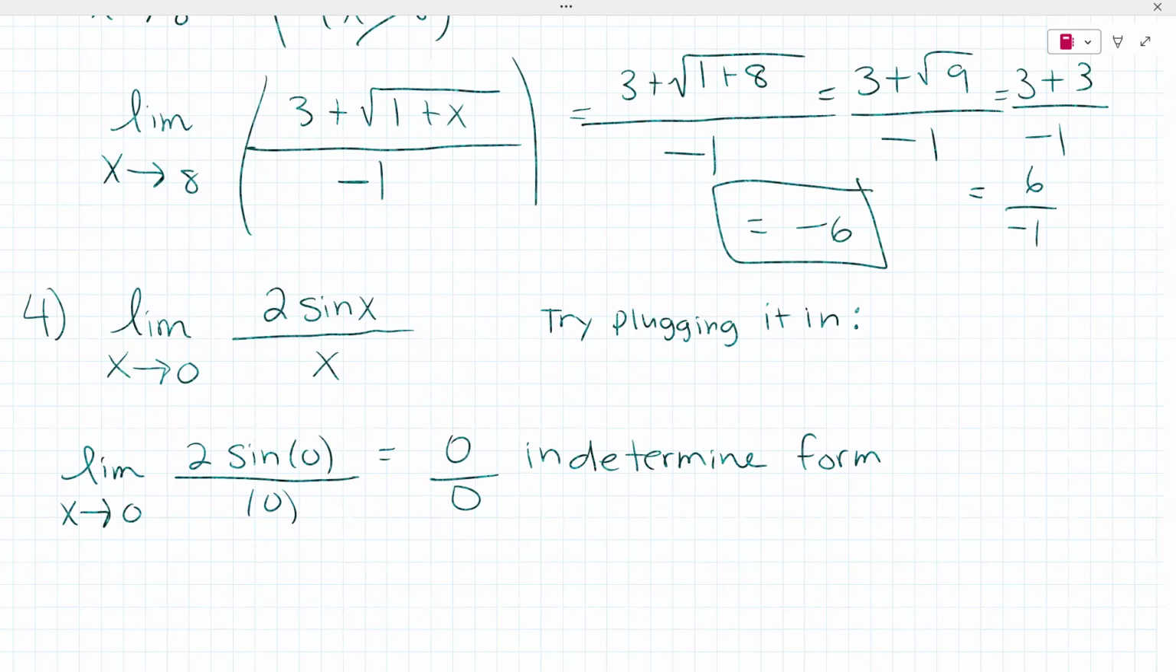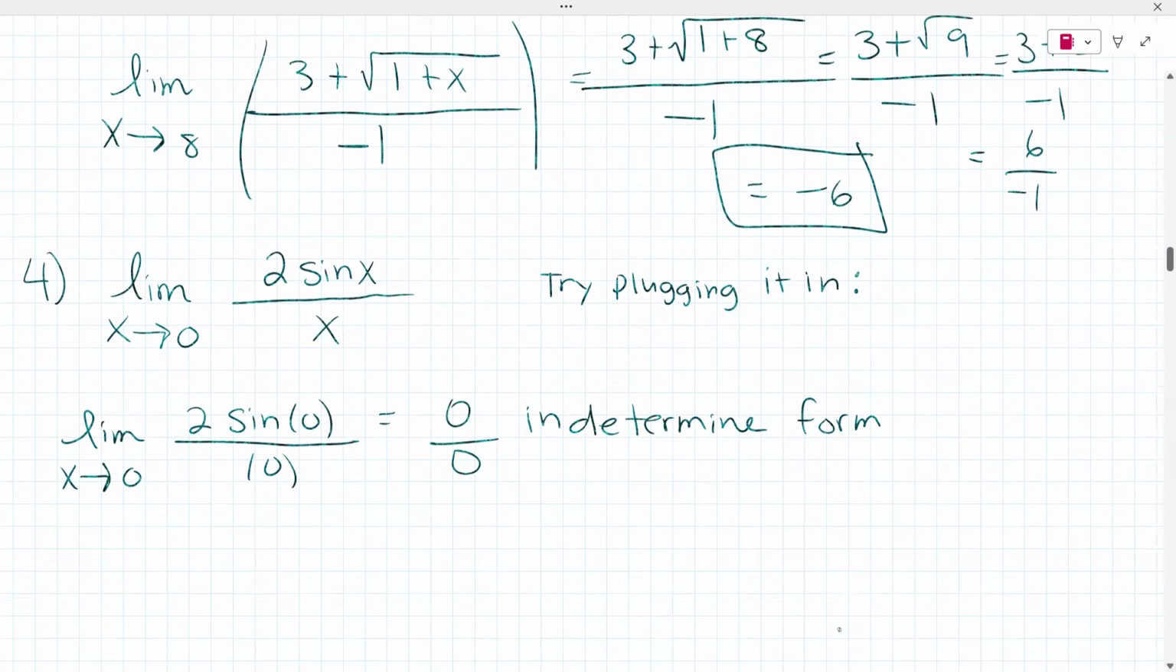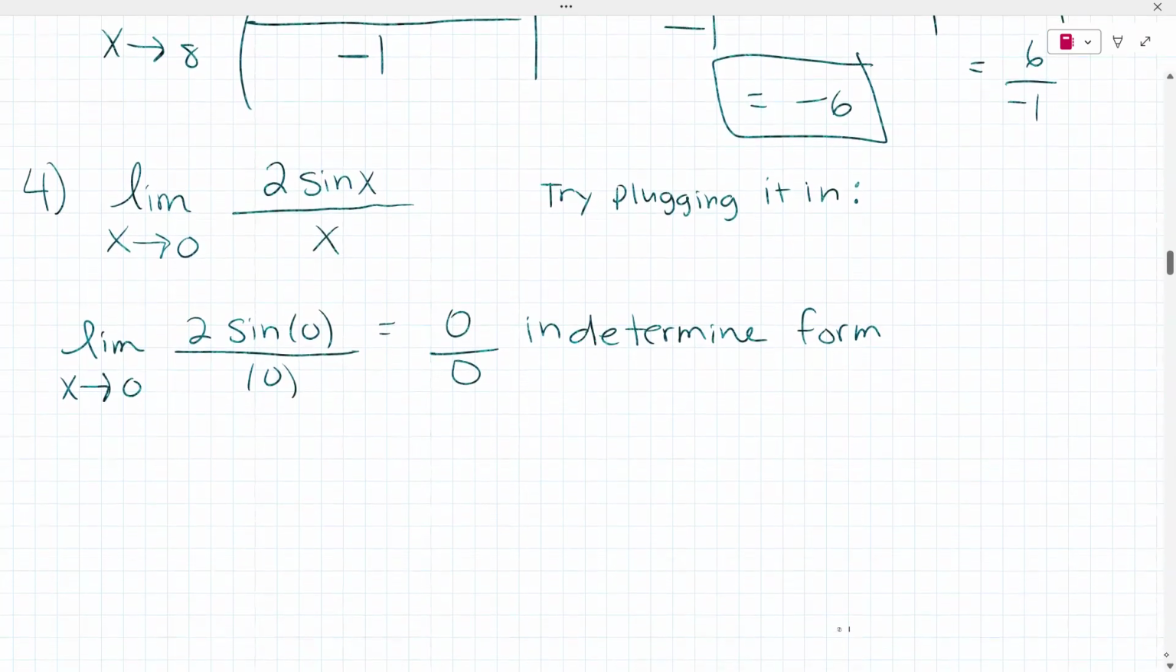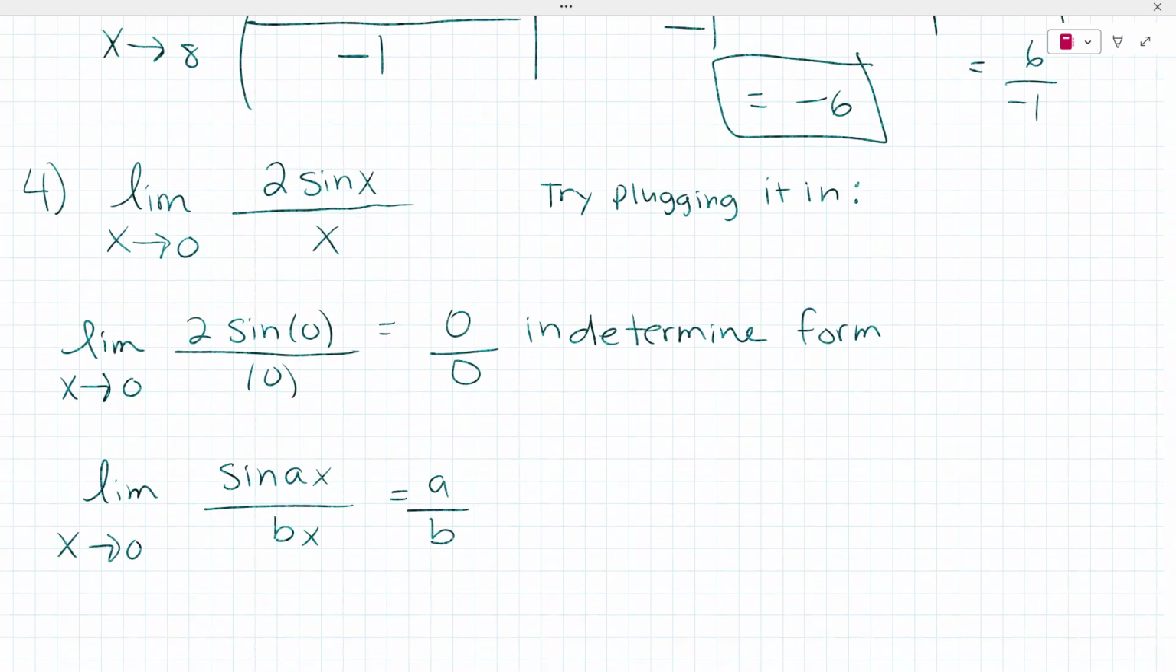So what could we do? There's a few things we could do. We can use our trig limit rules. This is a special one. Your special trig limit rules are these: the limit of sine of a x over b x is equal to a over b. Or you could think of it as the limit as x approaches 0 of sine of x over x is equal to 1.